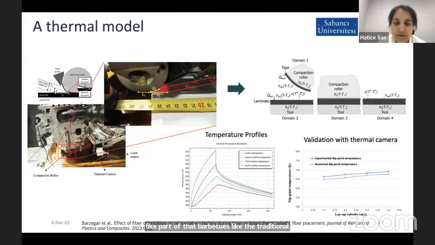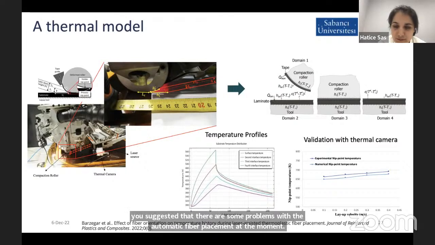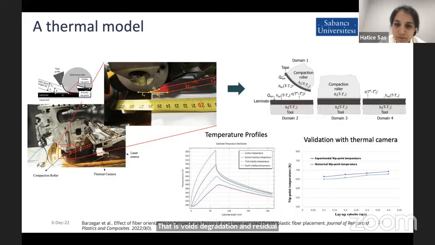Khadija, out of curiosity, I want to ask something. You suggested that there are some problems with automatic fiber placement at the moment, that is voids, degradation and residual stresses. But there are investigations you can check during the in situ fabrication. So what techniques do you suggest that we can use to inspect the process during in situ fabrication?